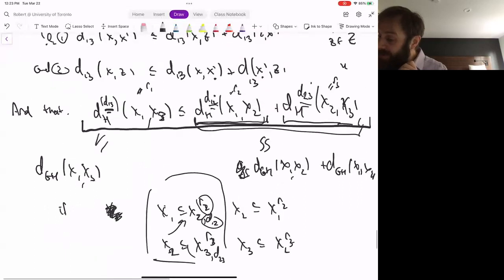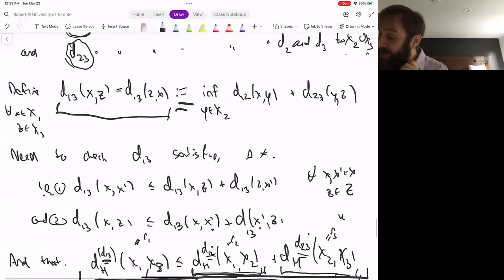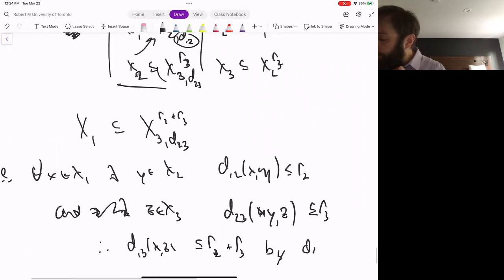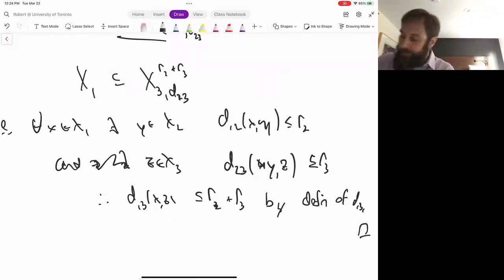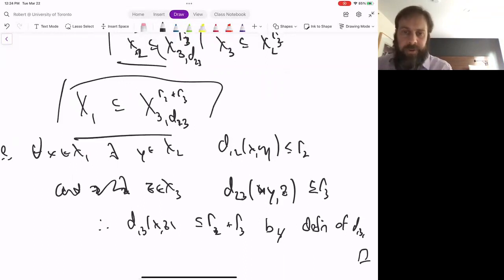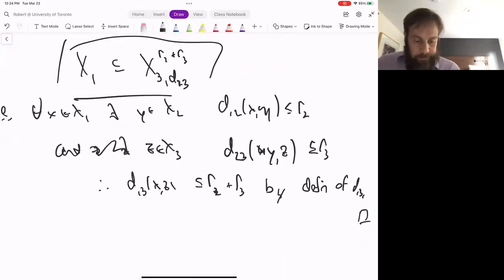And since d1,3 was defined using an infimum, that y contributes. And so the sum of these two terms dominates d1,3, and therefore what I get is that d1,3 of xz is less than R2 plus R3, by the definition of d1,3. So that's somehow the flavor of how it works. Other questions? I checked one direction, but you have to check the other direction as well, but it's pretty clear that it works by symmetry. Okay, so that's nice enough.